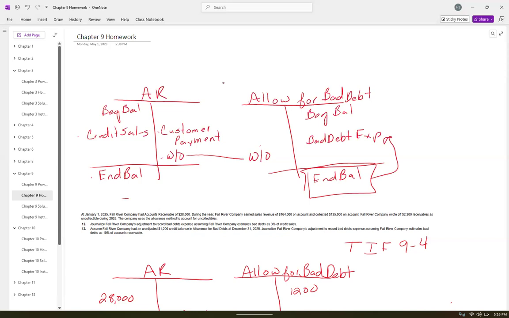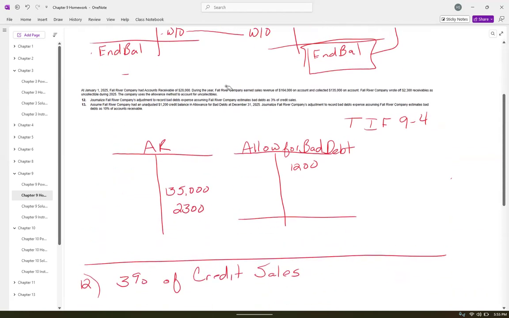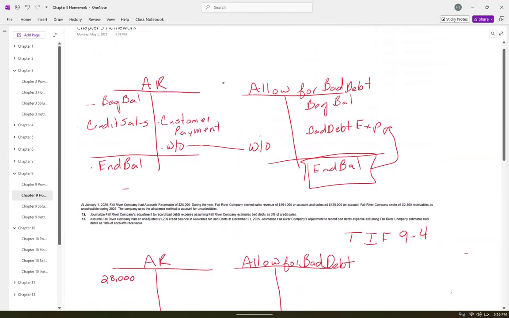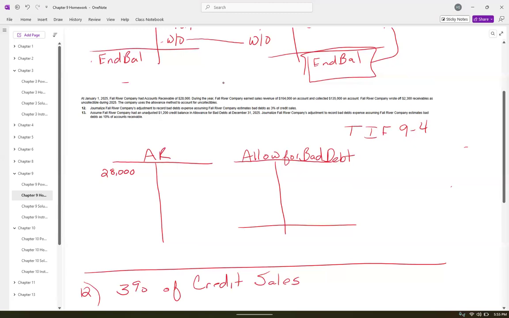Okay, so I did just that. I'm going to erase my numbers just so we can read through it. The first thing it says, at January 1st, Fall River Company had accounts receivable of 28,000. That's the beginning balance. They're telling us what it was at January 1st. Then they said during the year, Fall River earned sales revenue of 164,000 on account. So that is the credit sales right there.